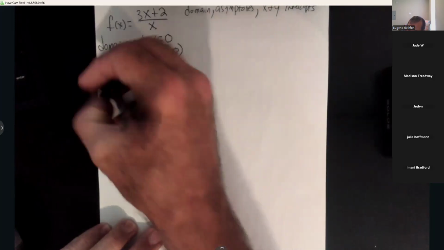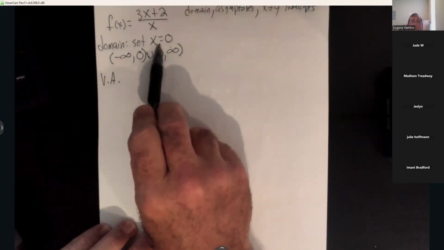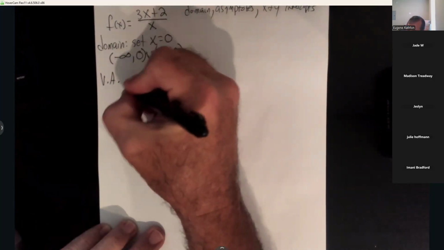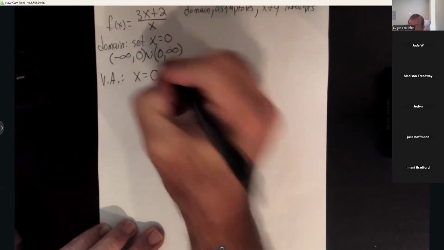Now, that was the domain. The vertical asymptote, well, y'all, we set the bottom equal to 0 and solved it right there. So, perfect. Vertical asymptote is going to be x equals 0.